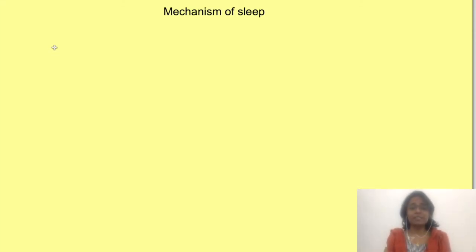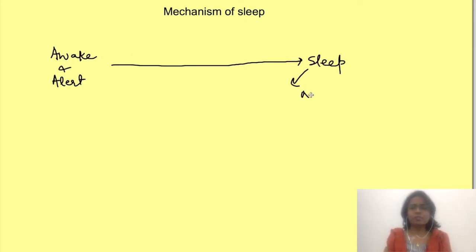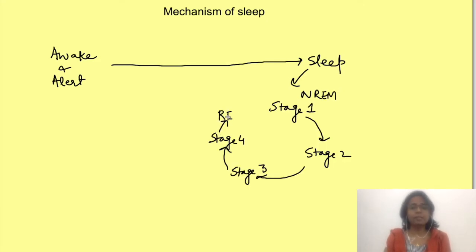Humans have different states of brain arousal, ranging from awake and alert to sleep, which itself consists of different stages, that is NREM sleep with four stages and REM sleep. But how do we change brain states between different states of arousal? That is, how do we actually switch from wakefulness to sleep and then from NREM to REM sleep and then again from sleep to wakefulness?